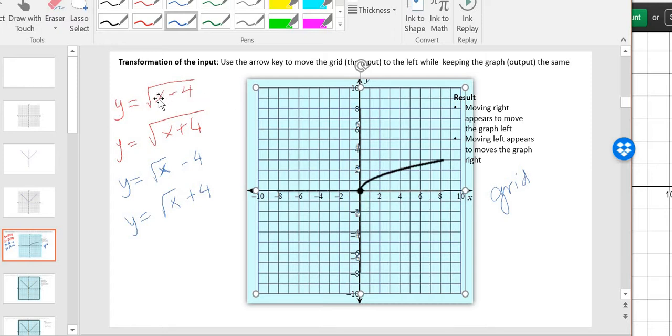What I want to do is to subtract 4 from x. So what that means is that I am going to move the grid, which is the input. I'm going to move it to the left because I'm subtracting. Watch what's happening as I move it to the left.